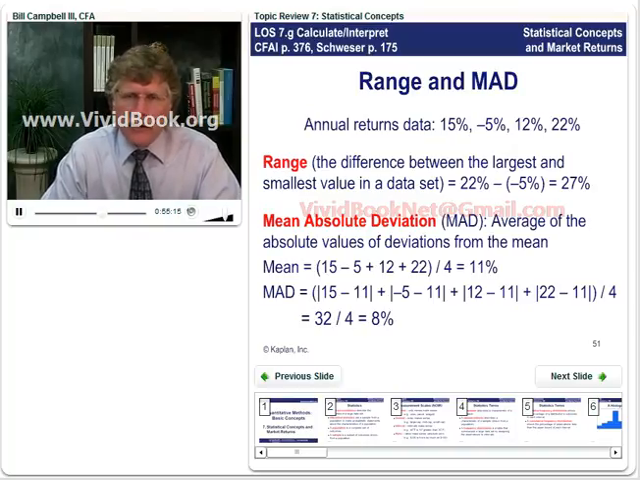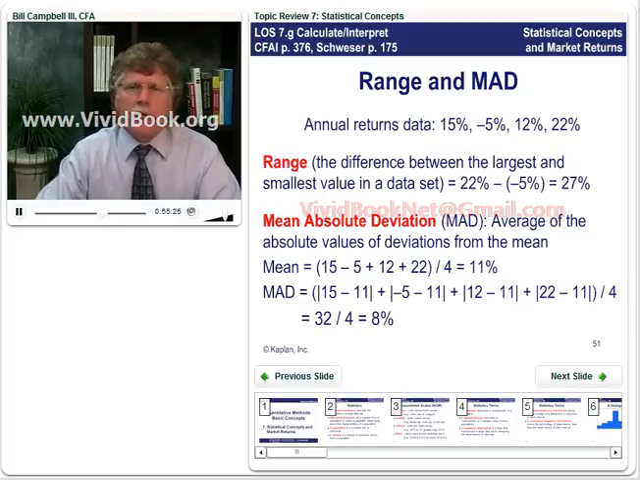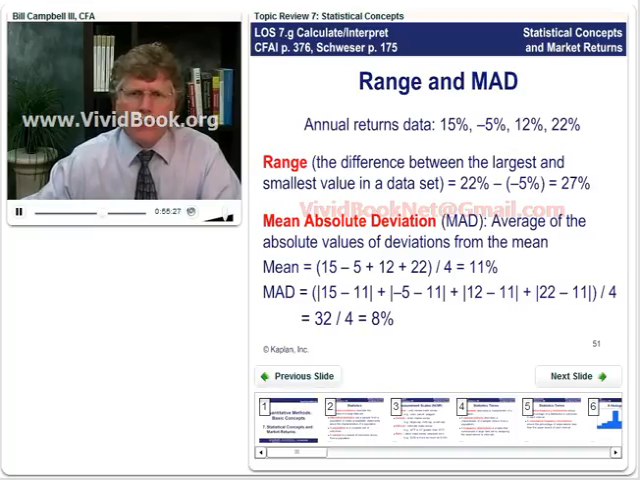Now, the mean absolute deviation. This takes each of our data points, our 15, our negative 5, our 12, and 22. It figures out how far that is away from the mean. So first we have to calculate the mean. All right, we come over here and calculate the mean. Add those 4 up, divide by 4, we get 11%.